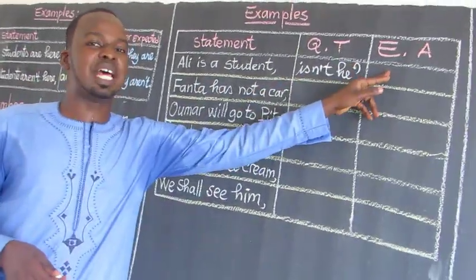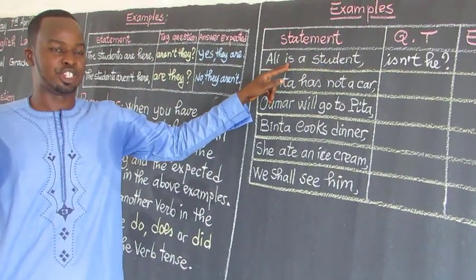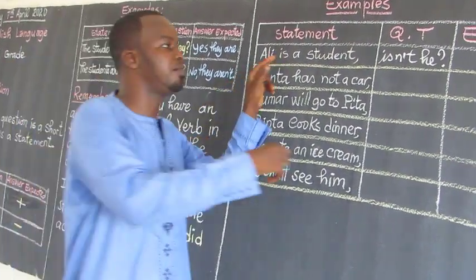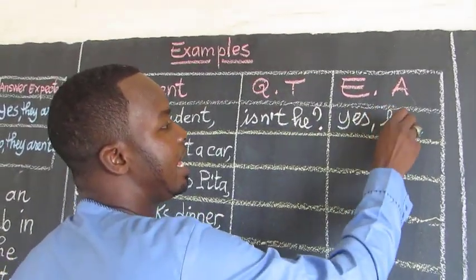The expected answer has to be positive like the statement. So we expect to have, yes, he is.